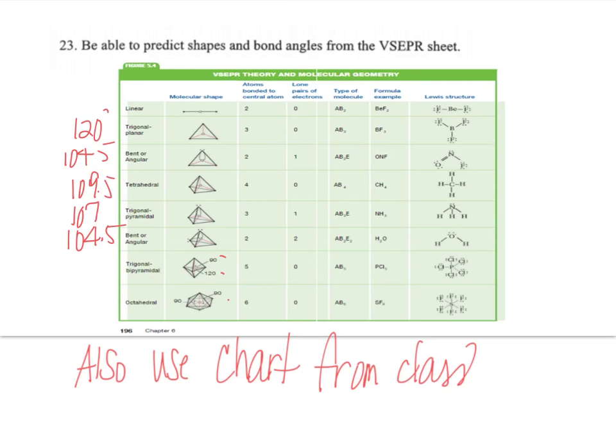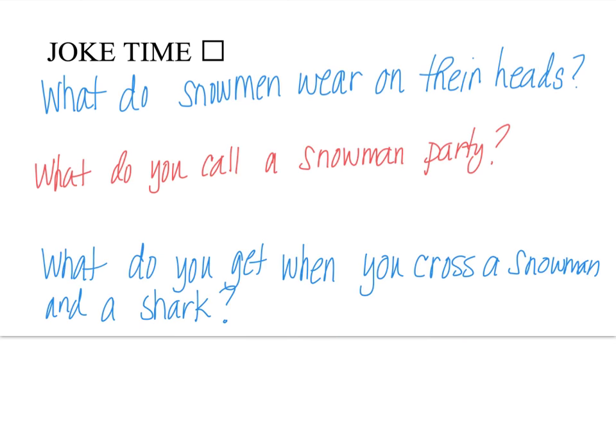So make sure you understand how to read this. For instance, if something had 3 things bonded to it and 0 lone pairs, that would make that a trigonal planar structure. Whereas if something has 3 things bonded to it and 1 lone pair, that makes it the trigonal pyramidal structure.